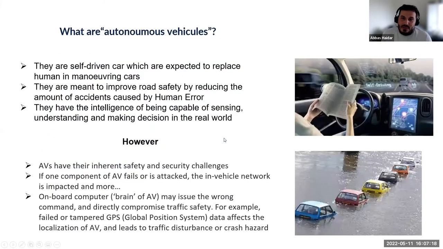I just want to introduce, sorry for the spelling mistake there, what autonomous vehicles are, and what the good things and bad things are, quickly. Autonomous vehicles are self-driven vehicles that are expected to replace humans in maneuvering cars. So they will be driving cars. I'm not sure if you heard that in the UK, for self-driven cars, as long as they're doing, as an example, 37 miles per hour or less, you can read a book, go on the internet, watch YouTube, whatever you want to do.